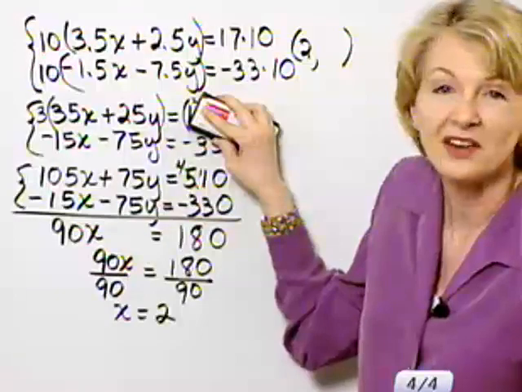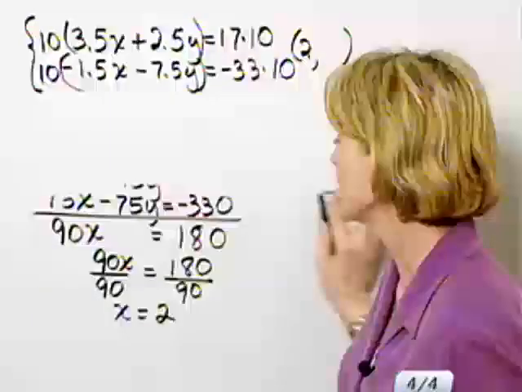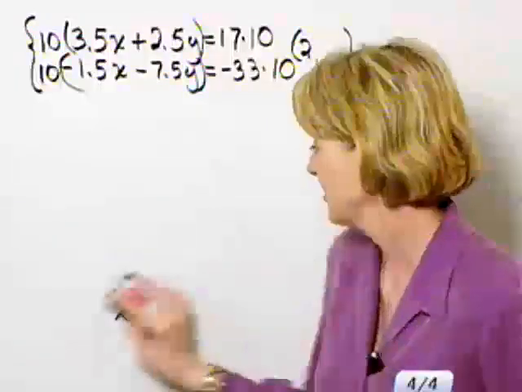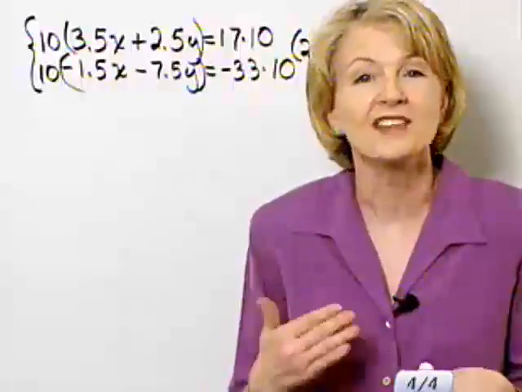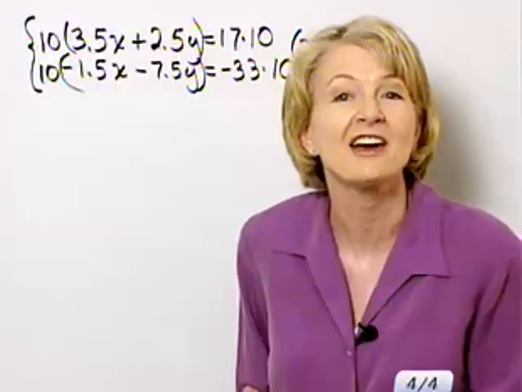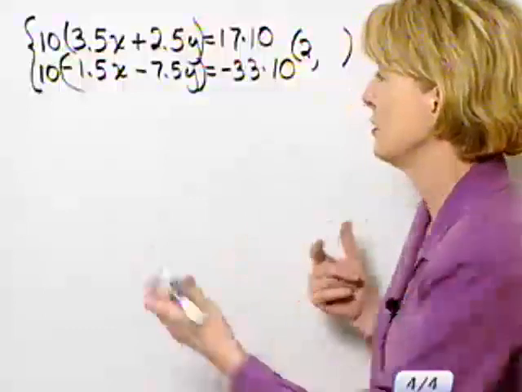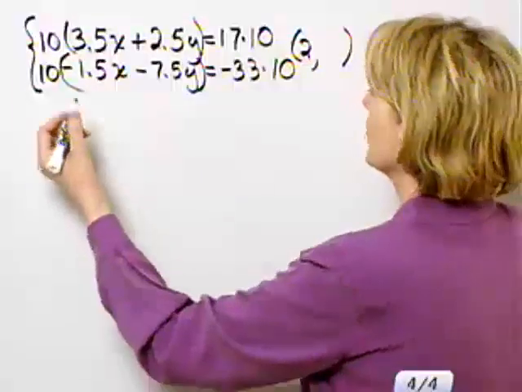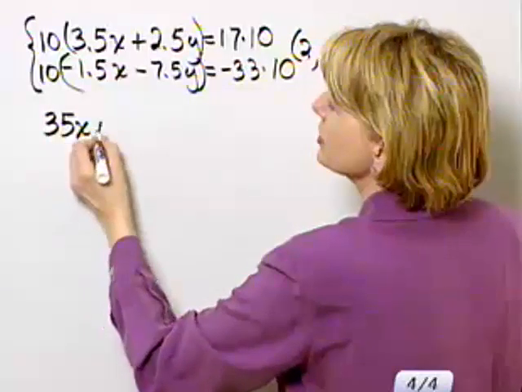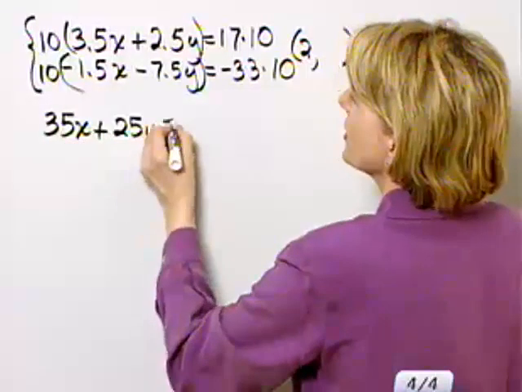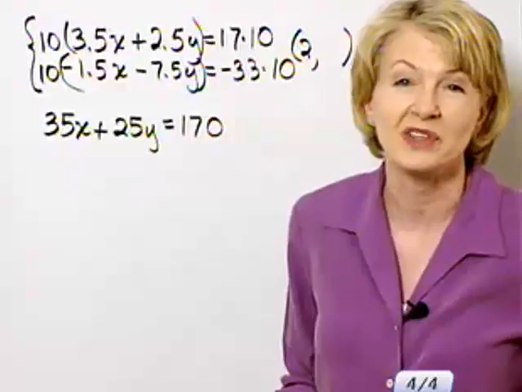Now, how do you do so? You can use the equations originally in the system. If you'd like, you can use the equivalent ones that did not have the decimal numbers in them. It's up to you. If you want to use that, let me just write one of them down. I'll write the first one down. Remember, we had 35x plus 25y equals 170. That's equivalent to the first equation.